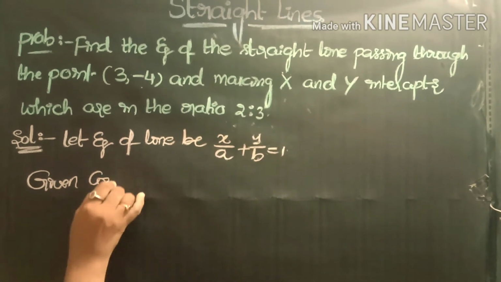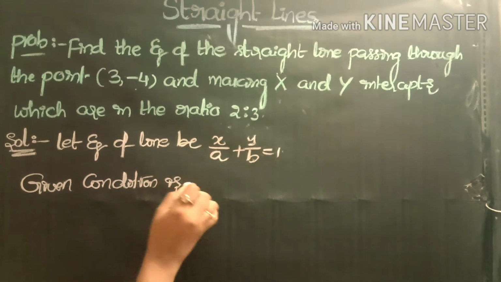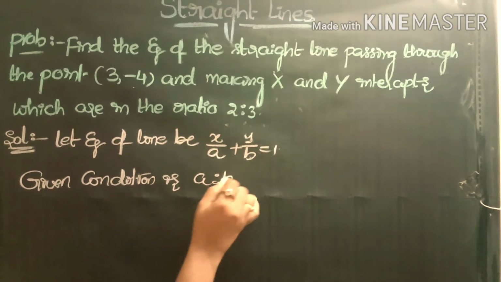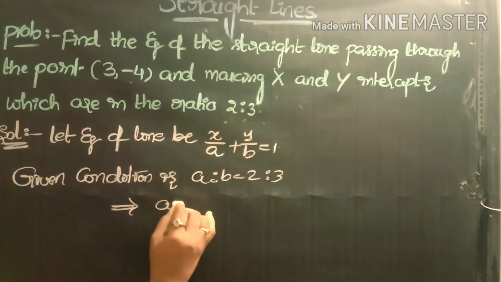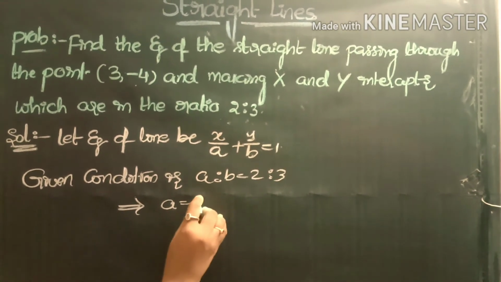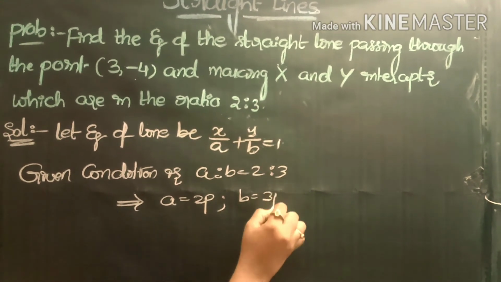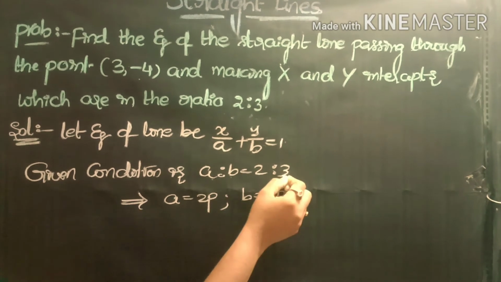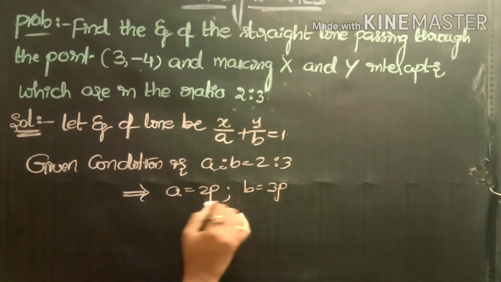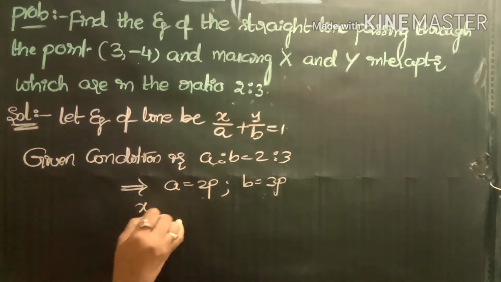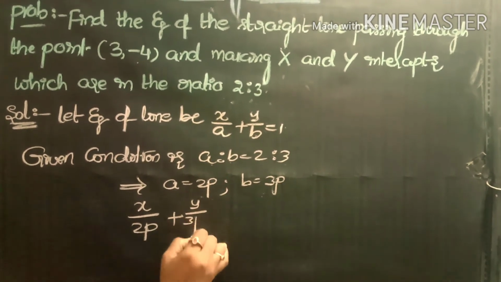The given condition is a:b = 2:3. That is, we can take the values of a and b as a = 2p and b = 3p. Now we are substituting these two values in the line equation. That is, x/(2p) + y/(3p) = 1.